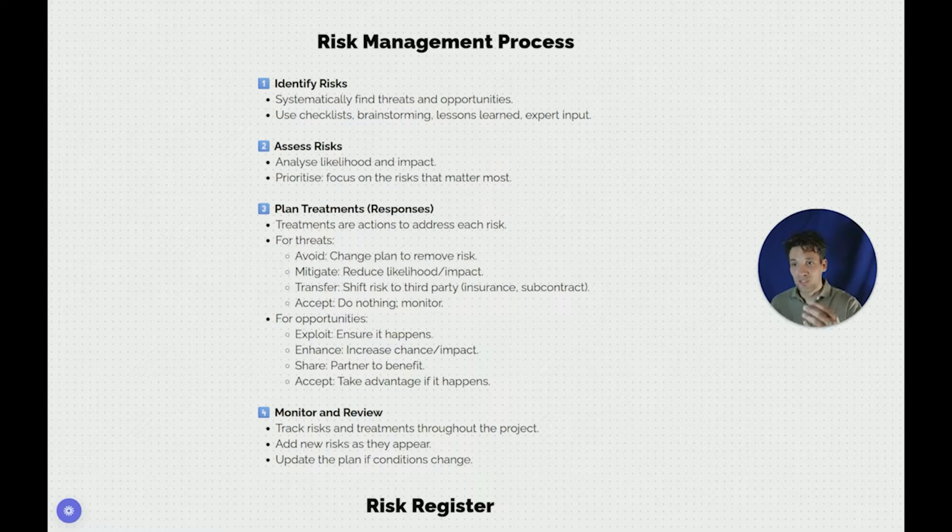And we can do this using brainstorming, so group brainstorming sessions, lessons learned, or expert input. So the best source of risks I've always found is people who've delivered similar projects. They have a good understanding of what can go wrong.